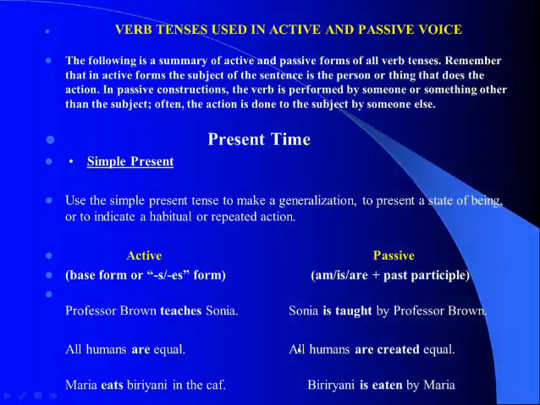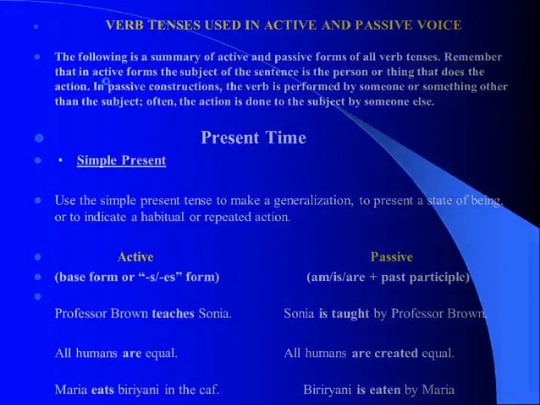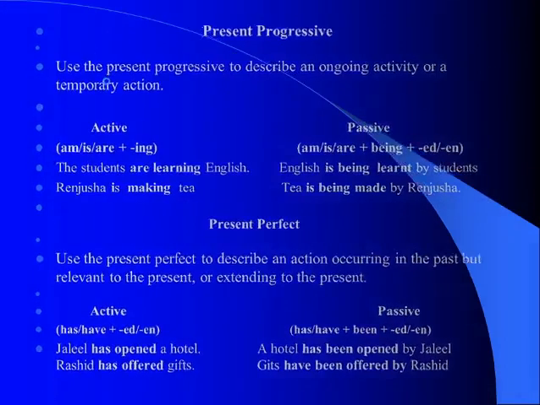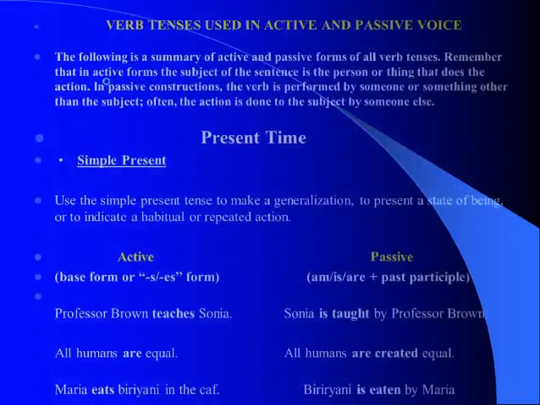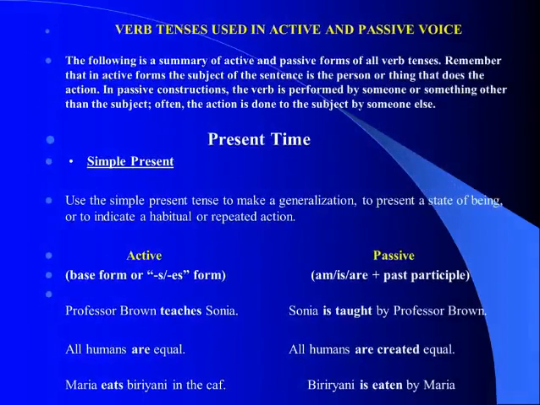Next one here. Verb tenses used in active and passive voice. The following is a summary of active and passive forms of all verb tenses. Remember that in active forms, the subject of the sentence is the person or thing that does the action. In passive construction, the verb is performed by someone or something other than the subject. Often the action is done to the subject by someone else.